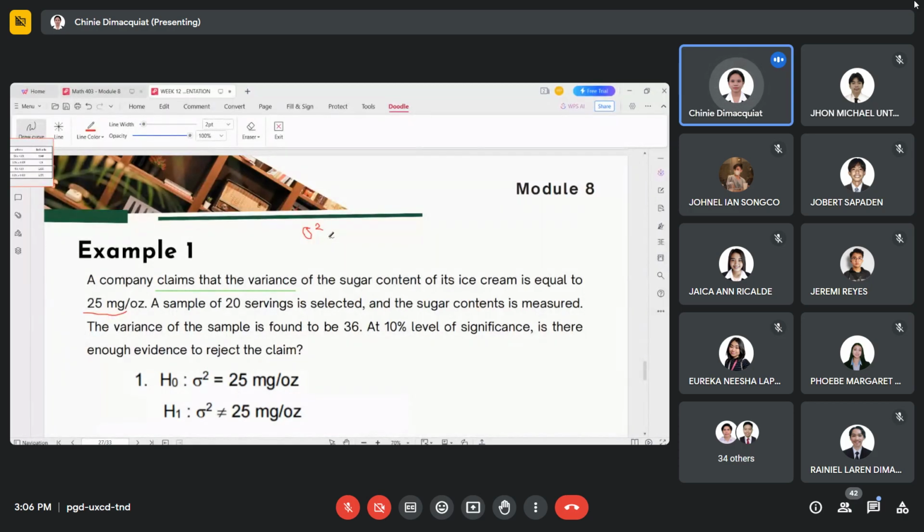Variance is equal to 25 and since walang keyword to indicate the mathematical symbol to be used on our alternative hypothesis, ang gamitin natin ay is that equal to. So, pangalawa, yung level of significance and direction. So, at 10% level of significance, therefore, ang alpha natin ay 0.1. And since ito ay not equal to, therefore, two-tailed test ang direction.